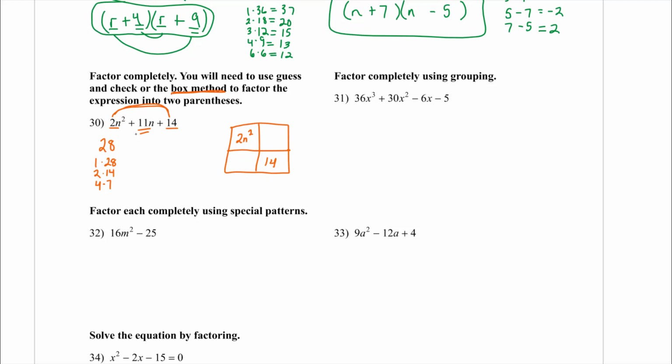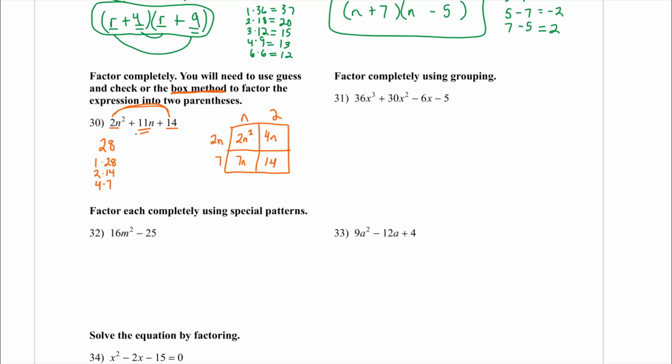So to add to get 11, I would use 4 and 7. So 4n and 7n. And then this is going to help us figure out what's in our parentheses, because we're going to look at what's in common on the top row, what's in common on the bottom row, what's in common on the left, and what's in common on the right. So 2n squared and 4n have 2n in common. 7n and 14 have 7 in common. Looking here and here, they only have an n in common. Here and here, they have 2 in common.